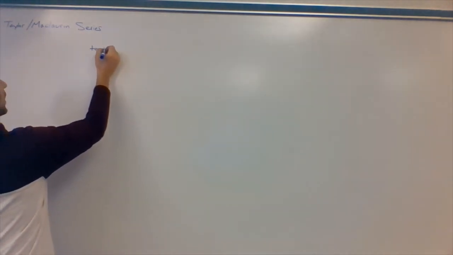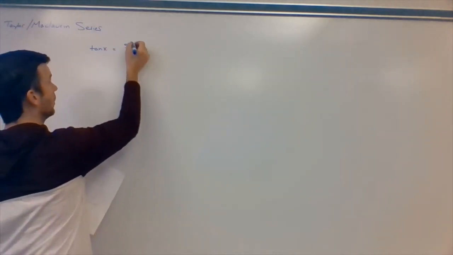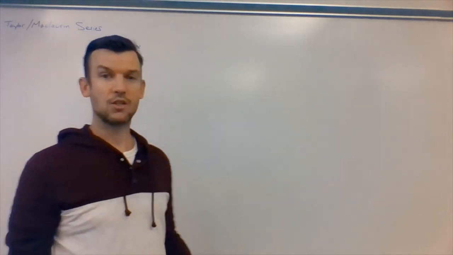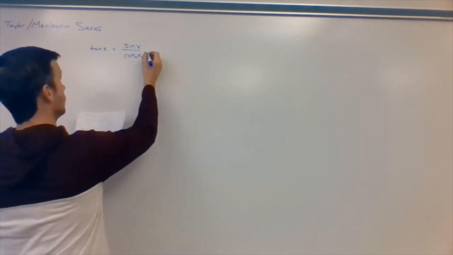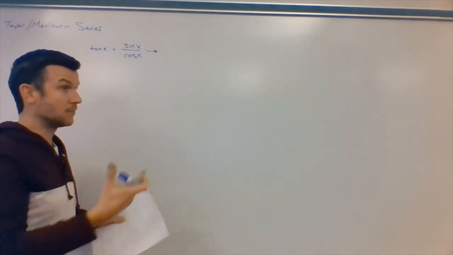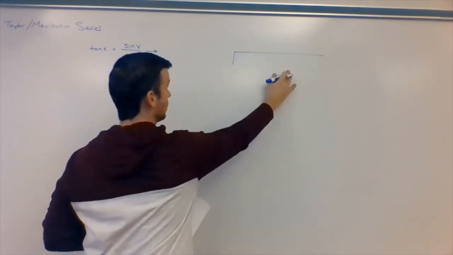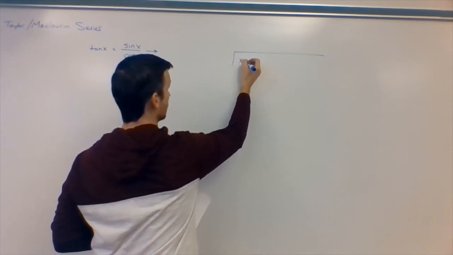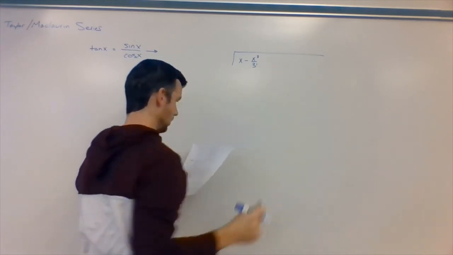So tangent of x, there's no formula for that, but there is a formula for sine, and there is a formula for cosine that's a known series. So I can create tangent from sine and cosine, I just have to divide them. So, dividing by cosine, I'm taking my sine sum, which is all of the odds, so that's x minus x to the third over 3 factorial.